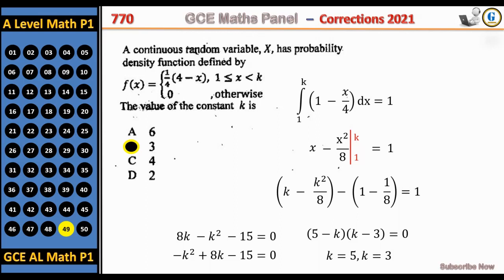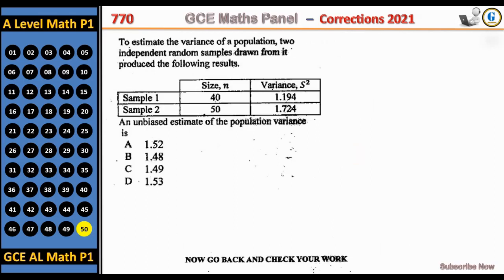And the last question, but not the least. To estimate the variance of a population, two independent samples are drawn to produce the following results. So we have for sample 1, 40 items with the variance of that. Sample 2, 50 items, the variance of that. What is the unbiased estimate of the population variance?